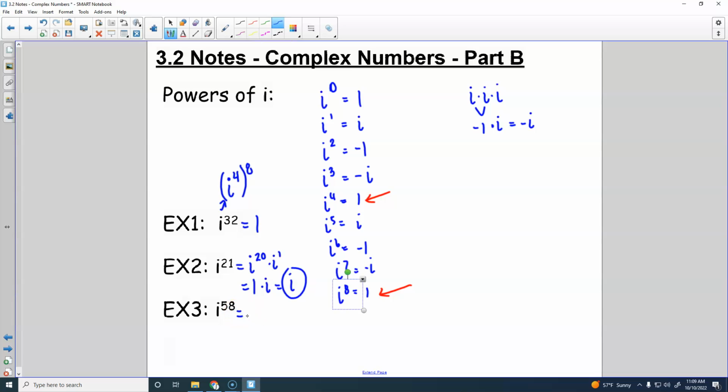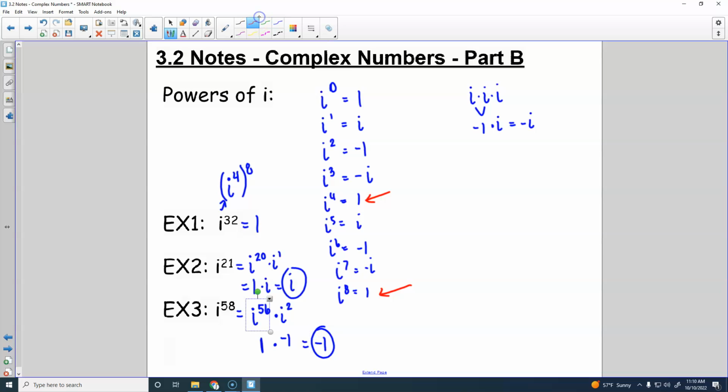All right, 58. Is it divisible by 4? I don't think so. Nope. So it's like 56, right? So i to the 56, that's divisible by 4. And then you'd have to have 2 extra i's. i squared. So i to the 56, what is it going to be? Not negative 1. Yeah, that final answer is negative 1. You're a step ahead. This is 1. And then i squared, we know that it's negative 1. 1 times negative 1 is negative 1.